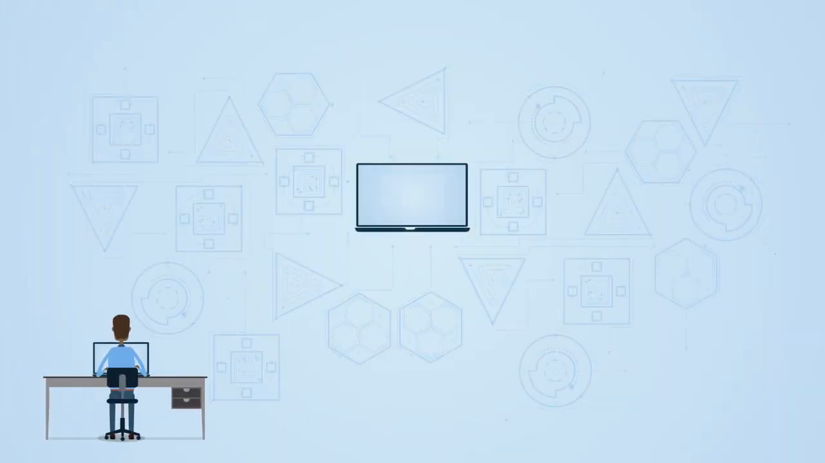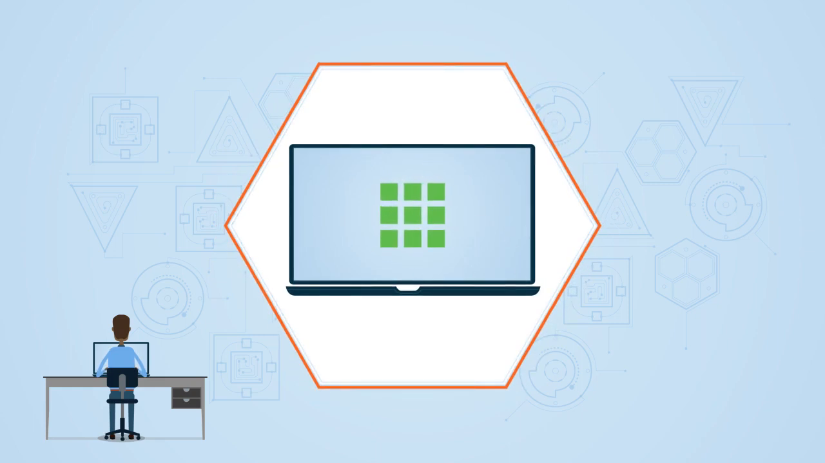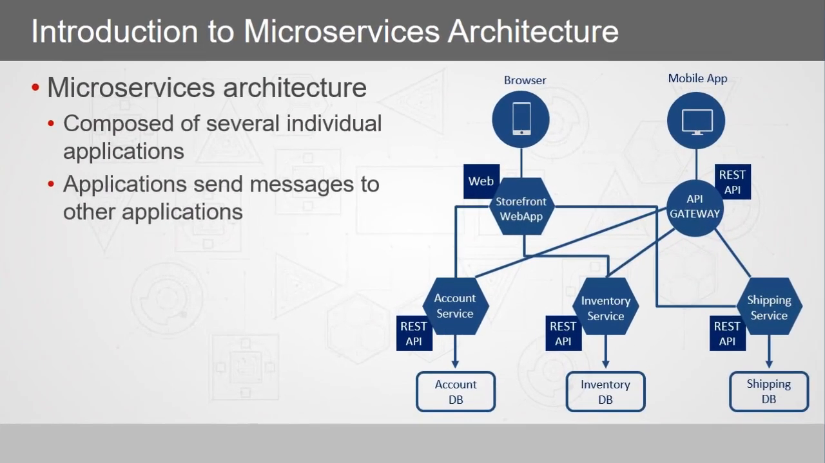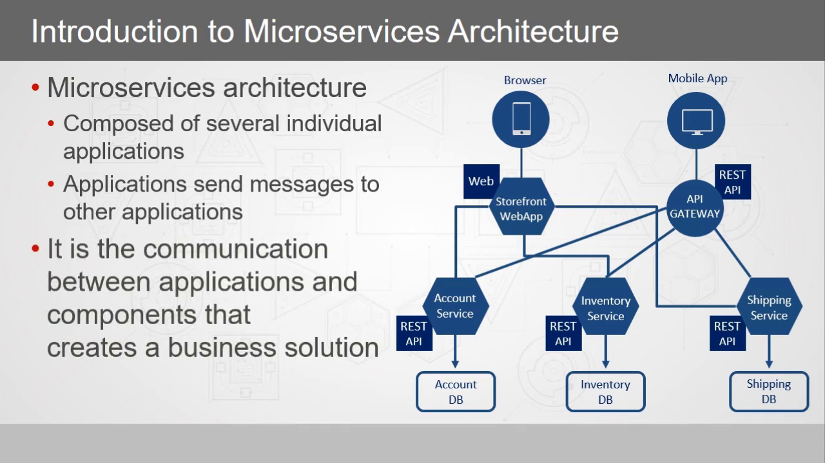In this video, I'm going to do an introduction to microservices, just the architecture part of microservices. So when we say microservices, what we're really talking about is individual applications. Notice the word applications. It's not just a process, it's not just a function, it's an entire application. These applications communicate with each other. They send messages, they send data back and forth between each other in order to solve some type of business problem. So it is this communication between applications that creates a business solution.